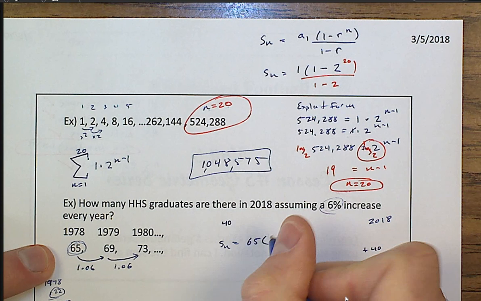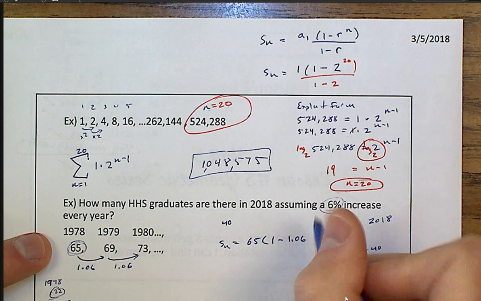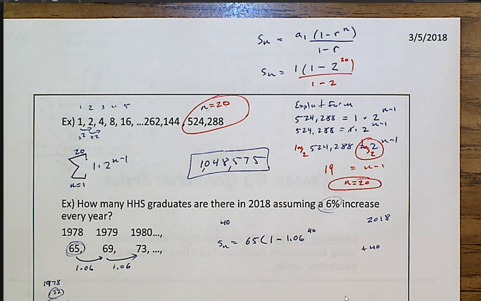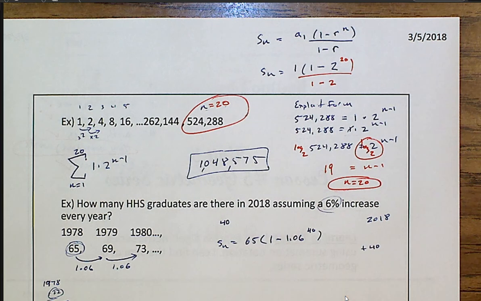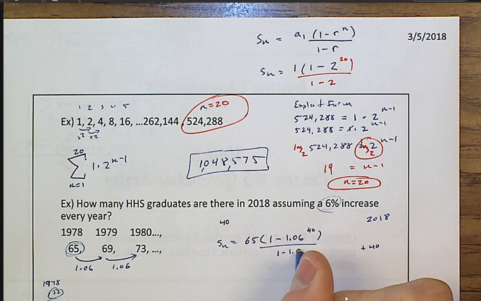1 minus the common ratio of 1.06, and we're raising it to the 40th power, right? Because there are 40 terms in this series, over 1 minus 1.06. Okay? And again, a lot of this is just calculator work.